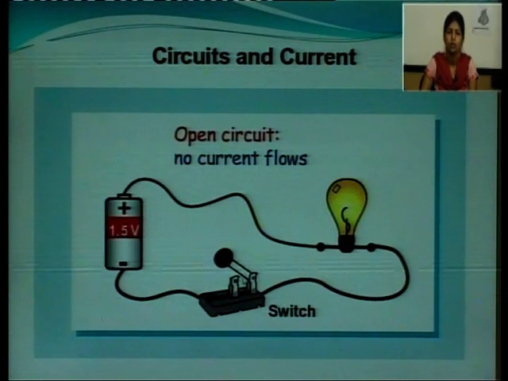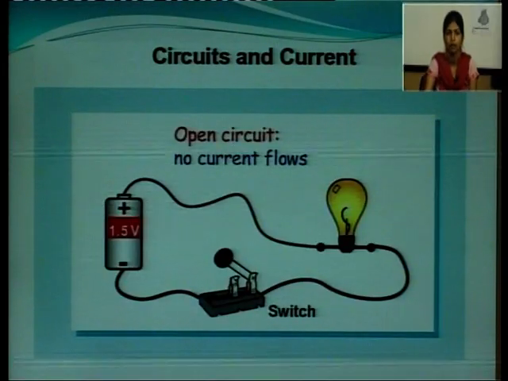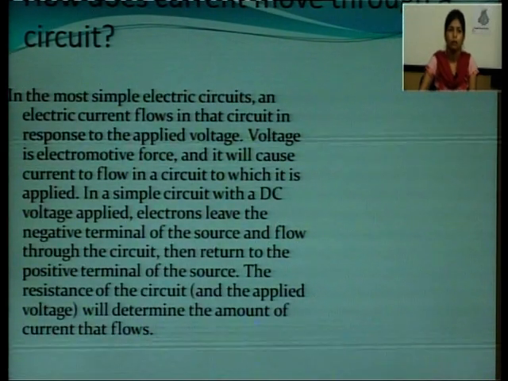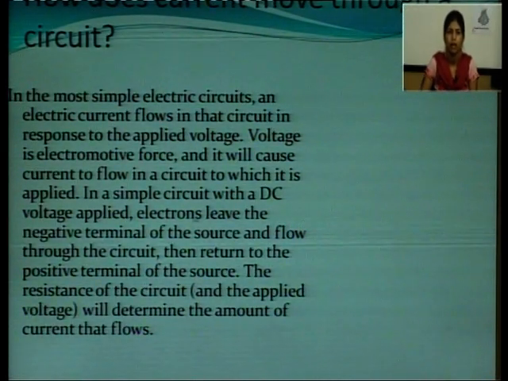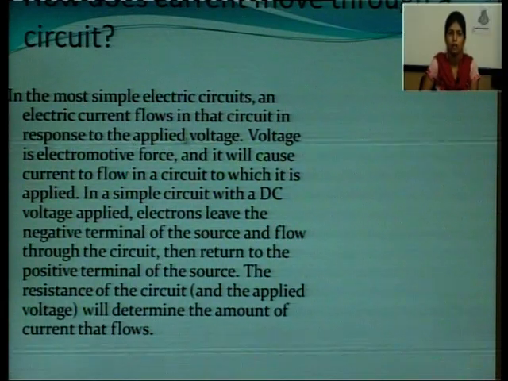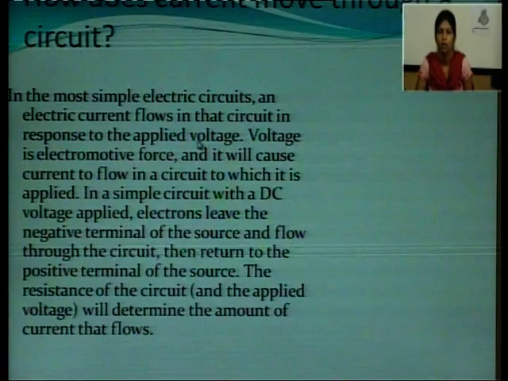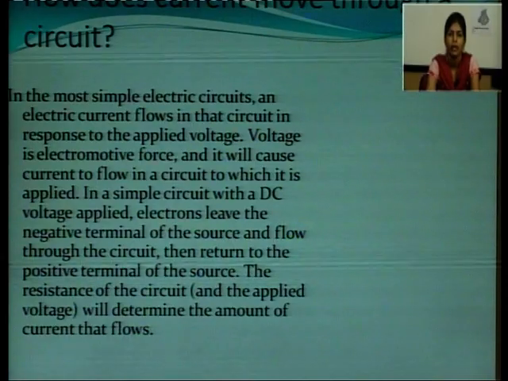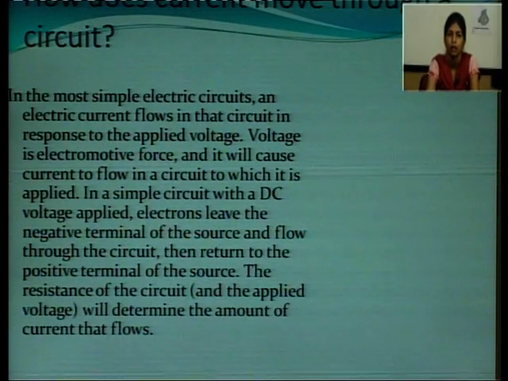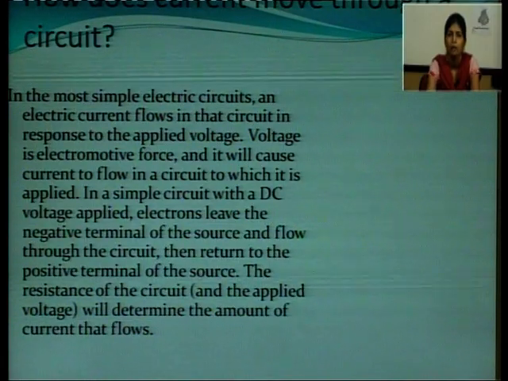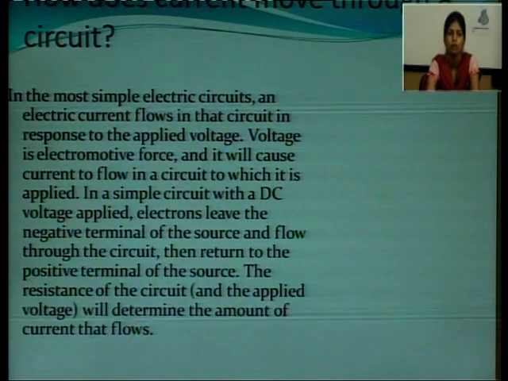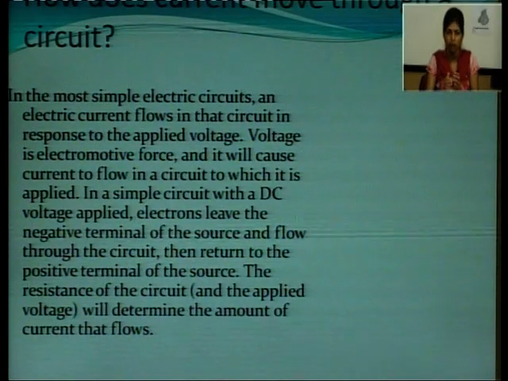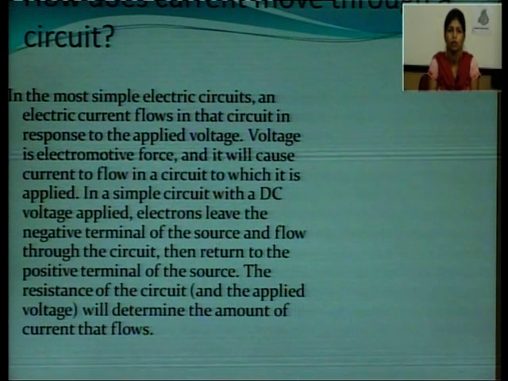So when the switch is open, there is no current in the circuit. Now how does current move through a circuit? In the most simple circuit, an electric current flows in response to the applied voltage. Voltage is electromotive force and it will cause the current to flow in the circuit to which it is applied. Basically, the movement of current in the circuit is because of the potential difference between the two ends, or you can say it is because of the electromotive force in the circuit.